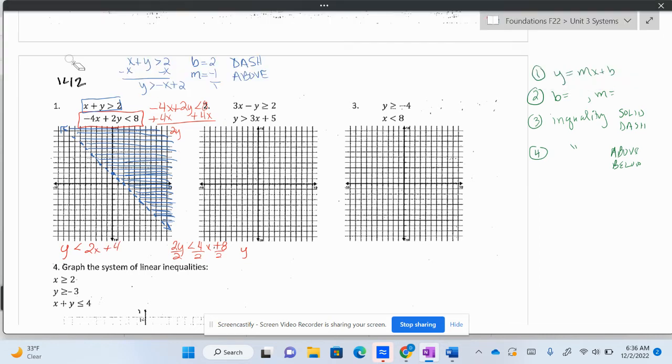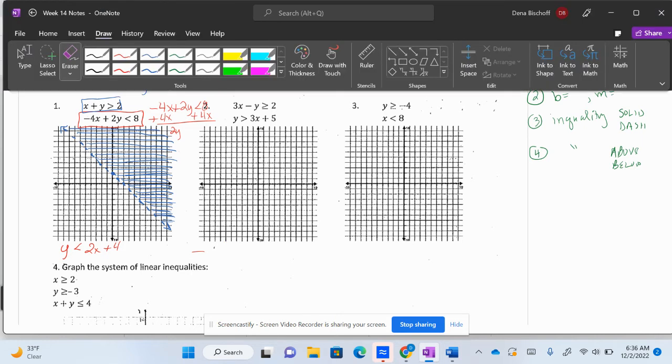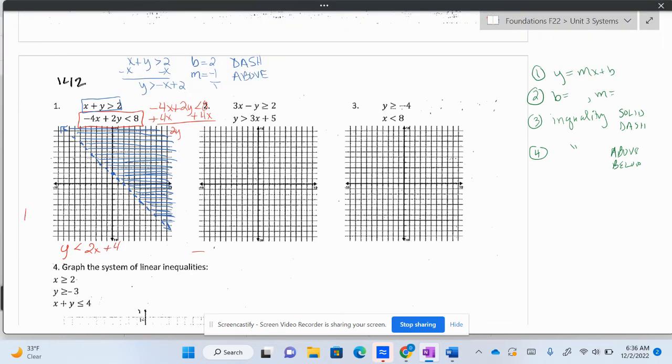So y is less than 2x plus 4. That means that my y-intercept is positive 4 and my slope is 2. I still am going to have a dashed line. And the symbol is less than, so I'm going to shade below. So begin at positive 4. The slope is up 2 over 1, up 2 over 1, up 2 over 1. Dashed line. And I'm going to shade below.